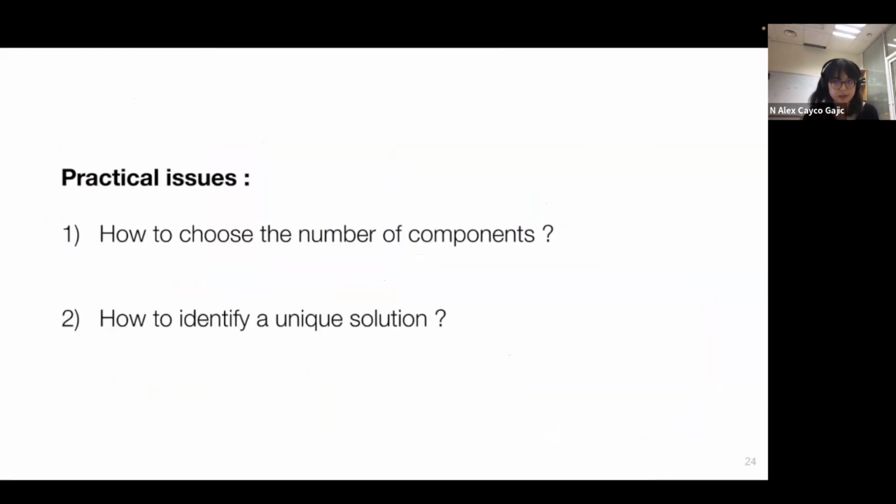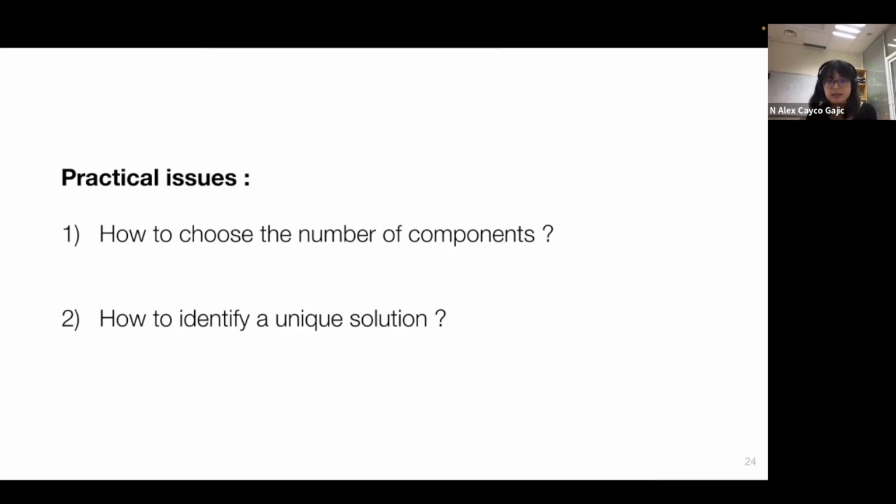In the interest of time, I'm not going to go over these practical issues, but I just want to allay your fears that we did think about the practical issues involved in fitting this. So one of them is, how do you choose the number of components? We have a very rigorous cross-validation procedure that we implement and that we describe in the paper.